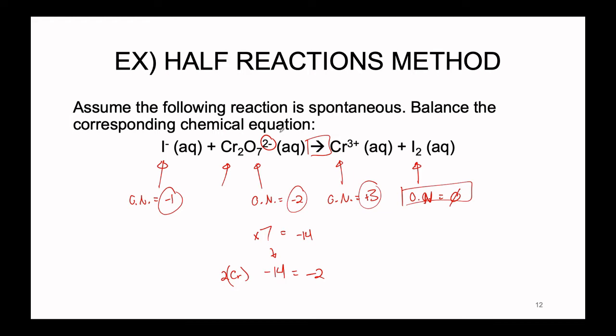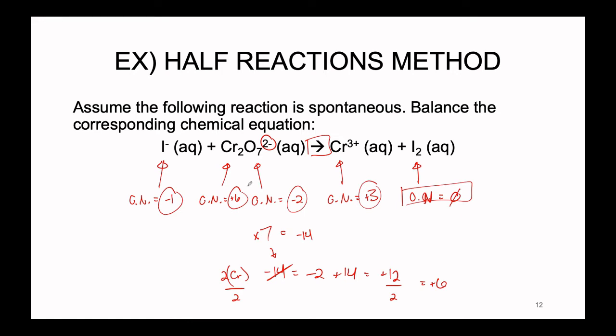total polyatomic ion. So if we move our 14 to the other side, plus 14, this gives us a total of a positive 12 here. And since we're solving for the oxidation number on each of the chromiums, we should divide this by 2, which gives us an oxidation number on each of the chromiums that is equal to plus 6. So our oxidation number here is equal to plus 6.